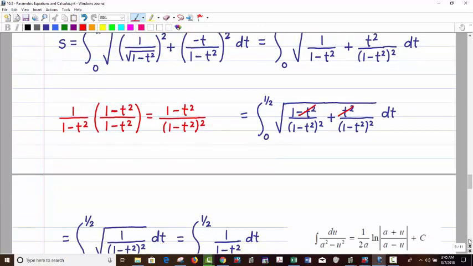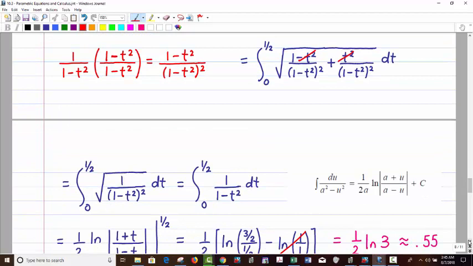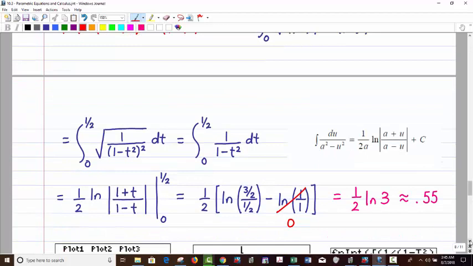So I come down here, and then the square root of 1 minus t squared squared is just 1 over 1 minus t squared. Now, you wouldn't necessarily have to have this formula. You know, if you needed it, I'd probably provide it.